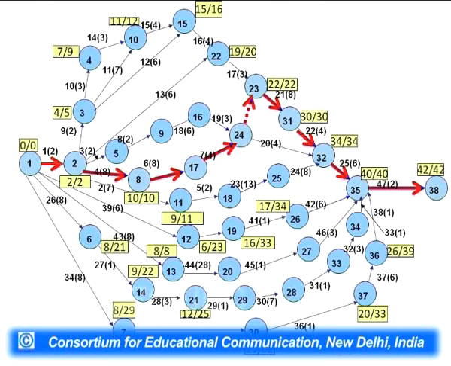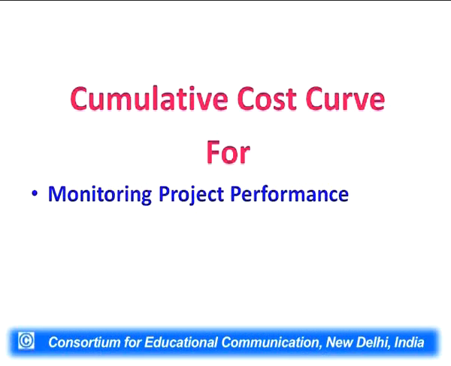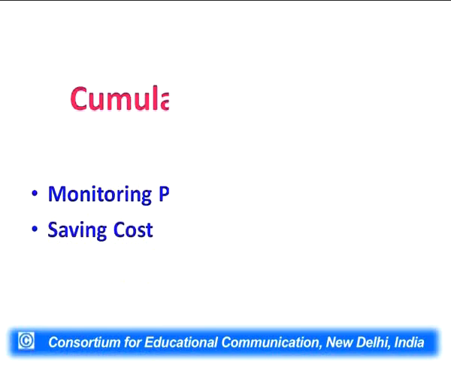Yeah, we have completed the critical path and the duration of this critical path is 42 weeks. 42 weeks is again the duration of the project. Within these 42 weeks, all the activities will get completed, and this is the PERT plan. Now, we will calculate the cumulative cost curve also for this project, and it will be monitored. Monitoring project performance, saving cost, we shall be using cumulative cost curve.